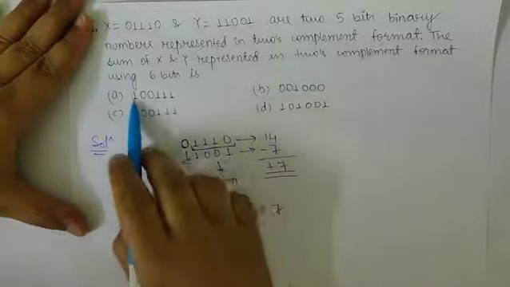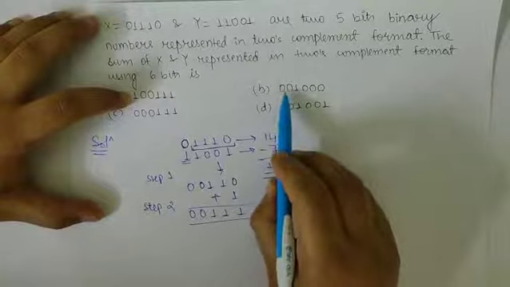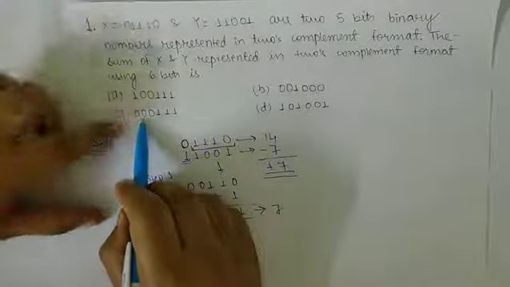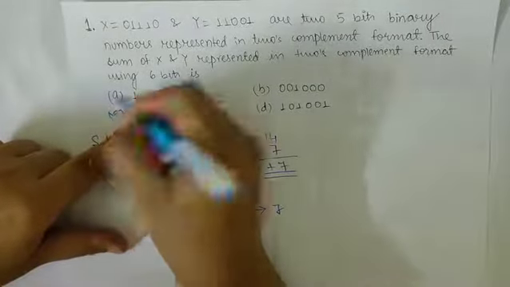From all the options, this one is a negative number because the MSB is 1. This is also a negative number. This is a positive number but with a magnitude of 8. And this is a positive number with a magnitude of plus 7. So this is the answer.